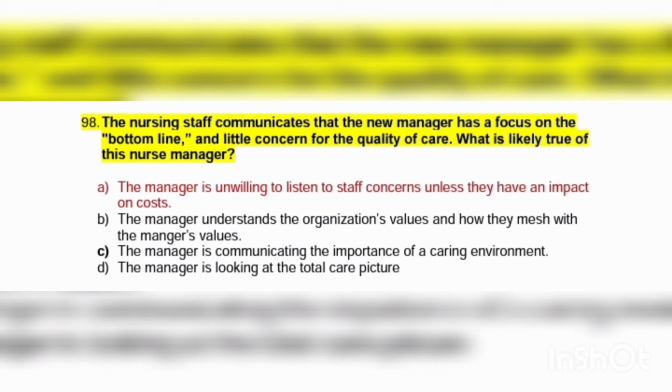What is likely true of this nurse manager? Option A. The manager is unwilling to listen to the staff concerns unless they have an impact on costs. Option B. The manager understands the organization's values and how they mesh with the manager's values. Option C. The manager is communicating the importance of a caring environment. Option D. The manager is looking at the total care picture. Option A is the right answer. The manager is unwilling to listen to staff concerns unless they have an impact on cost.